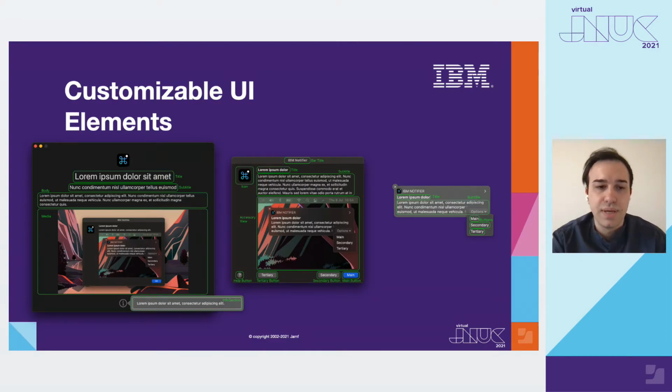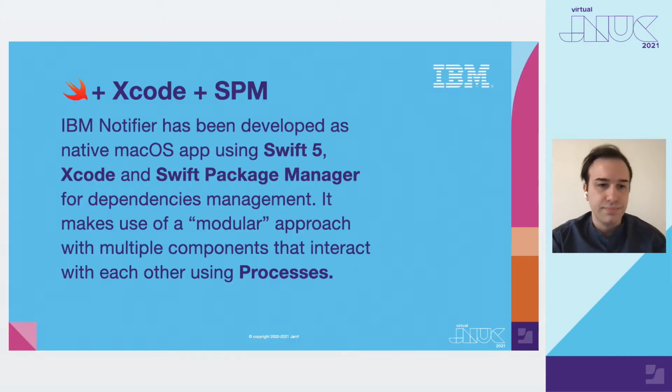These are the three main UIs available in IBM Notifier. As you can see from this snapshot, on the left we have the onboarding UI. In the center we have the pop-up dialog, and on the right one we have the alert/banner UI. All the items framed in green represent basically all the customizable elements of these UIs.